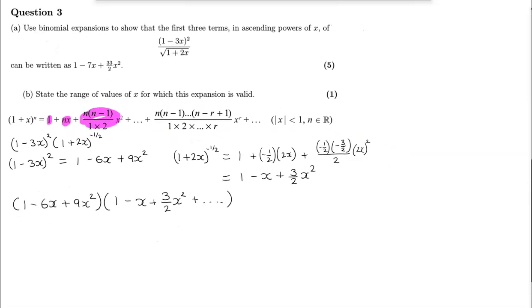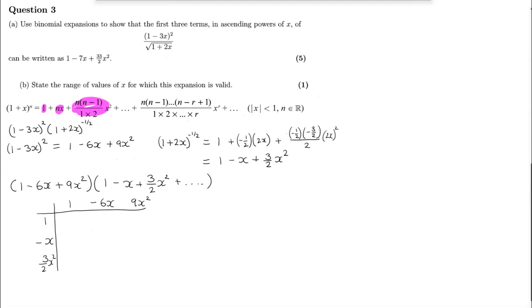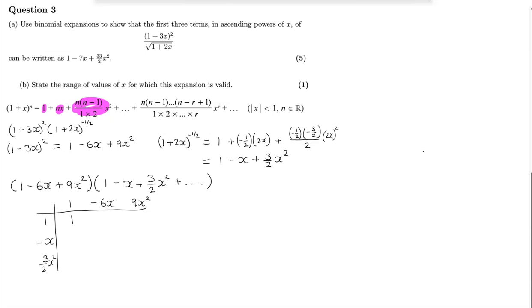Now, what you might like to do here, I know a lot of people like doing multiplication with some sort of grid method. So you might just want to do a little grid method here just to see what are the relevant terms that you are looking for. Okay, so we've just got here that when we do 1 times 1, we're going to get 1. That is a term that we're interested in. Okay, 1 times minus 6x, that's going to be minus 6x. And then we've got this 9x squared.